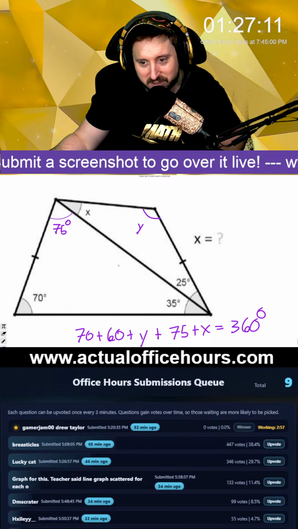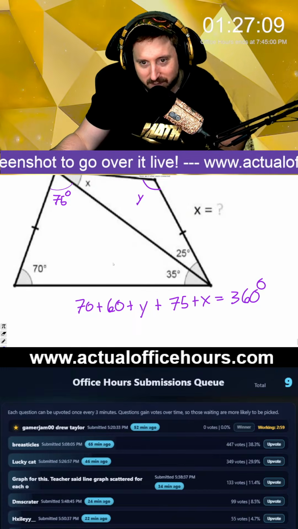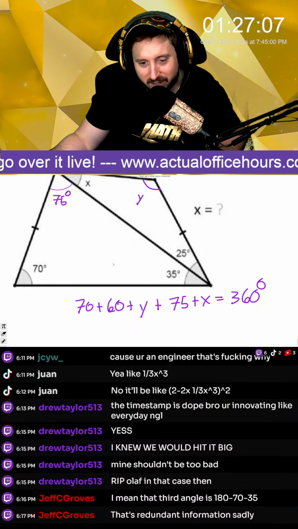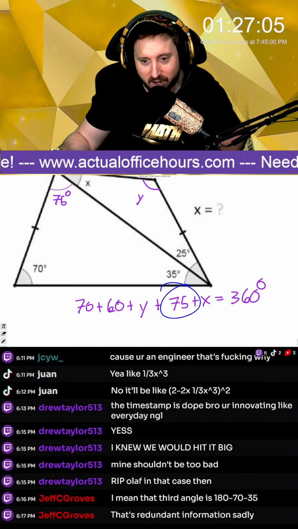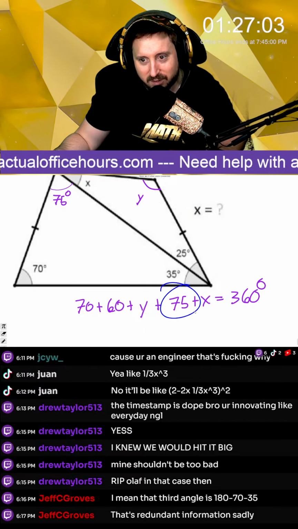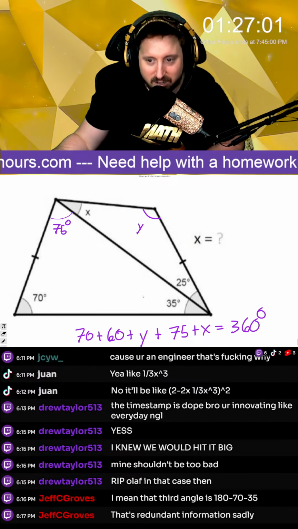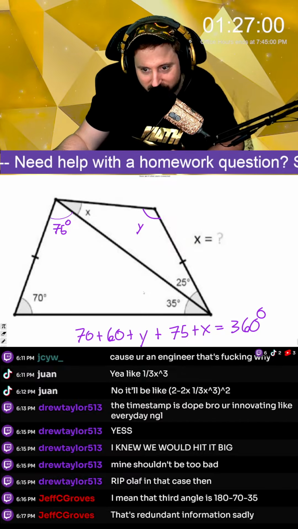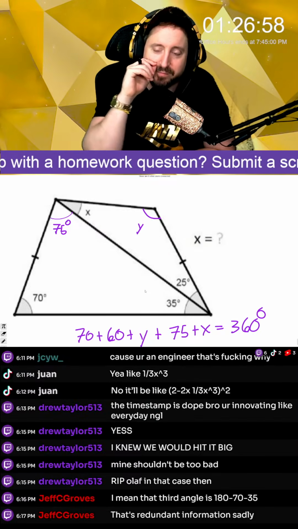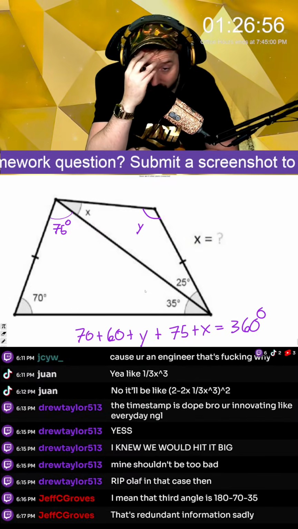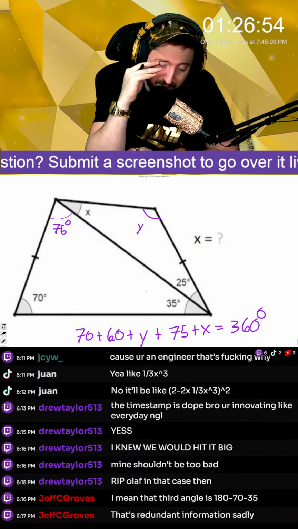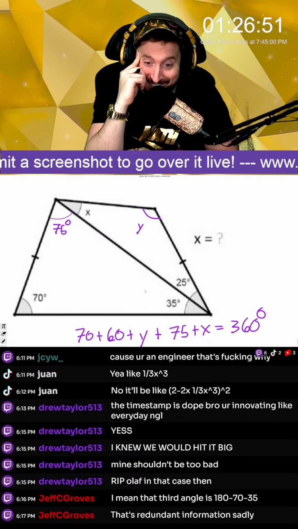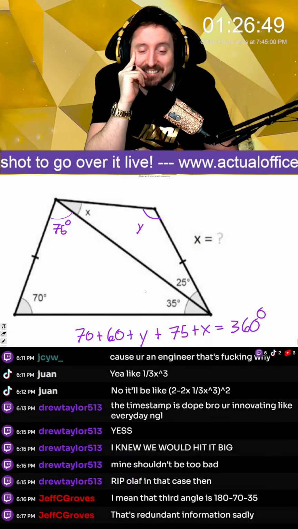That's redundant information, sadly. Is it redundant though? Yeah. Oh, because this is 100 into this. Yeah, you're right. Damn. Okay. I really don't want to draw on. I don't want to do it, Rampton. Draw an auxiliary line. Fuck.